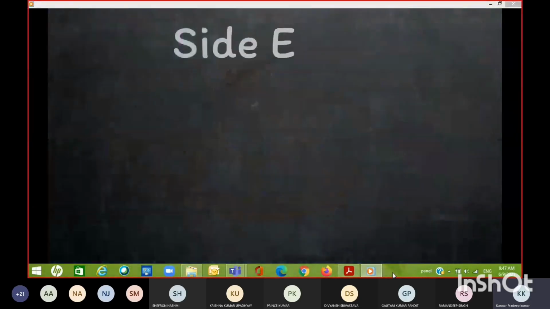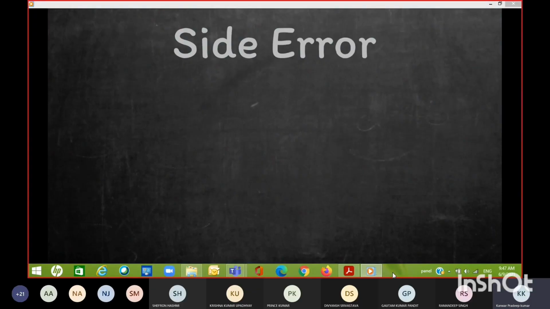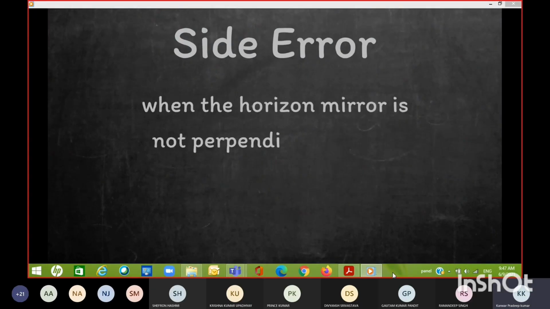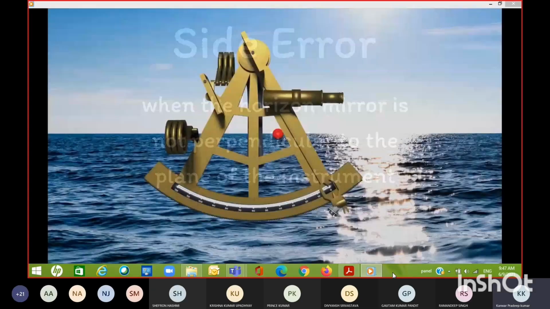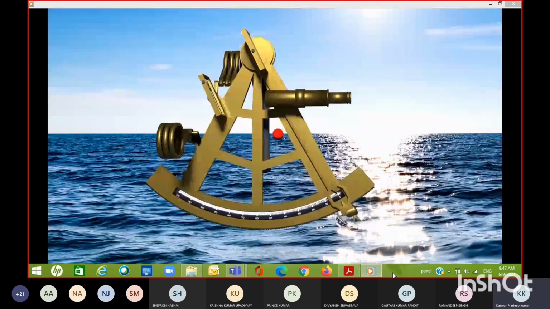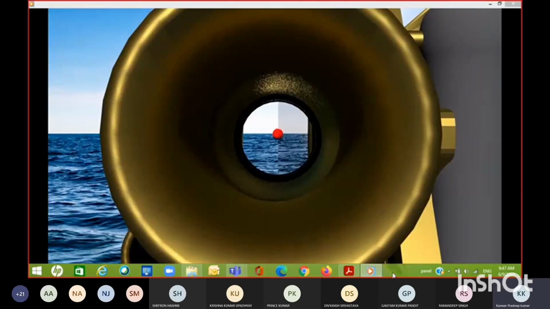Next, we're going to move on to side error. This is similar to the last error that we looked at, but it's for the horizon mirror instead. So side error is when the horizon mirror is not perpendicular to the plane of the instrument. You can spot side error when the instrument is set at 0 and you look at an object in the distance. If the real object and the reflected object are separated, side error is present.